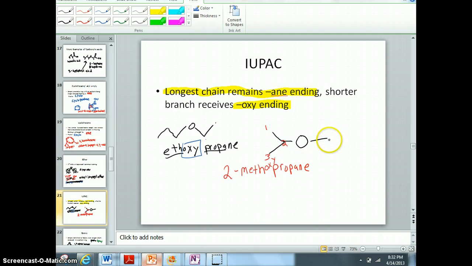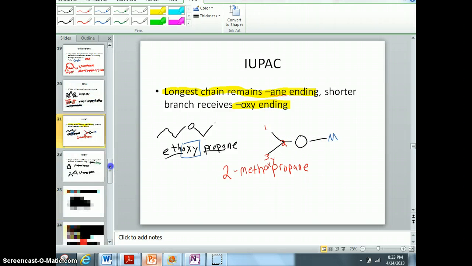So now we're taking a look over here. We have a meth, and this is going to be 2-methoxypropane. So as you can see, 1, 2, 3, you've got your propane, and it doesn't matter that it's an isobutyl anymore, because the branching, the way it comes off, is not important in the IUPAC naming.